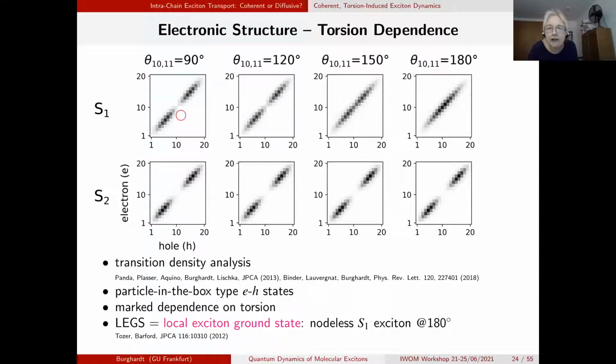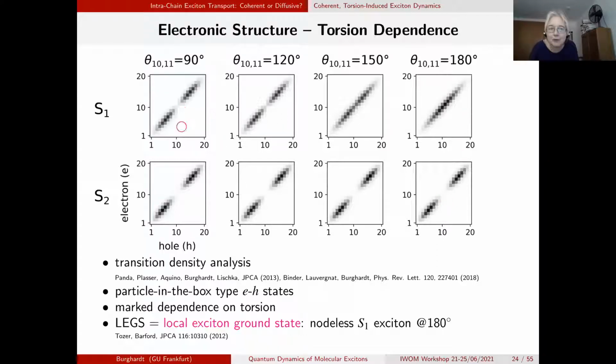We have these electron-hole maps for transition density analysis, and we look at the conformational dependence, so the torsion dependence. We have the two lowest adiabatic states, S1 and S2, and these look like particle in the box states, as they should. Now, at the twisted geometry, 90 degrees, we see that, as we hinted at before, we have this conjugation break. So the density vanishes at the center of the lattice. And then, as we relax the torsion, we go to this planar geometry where we have the local exciton ground state expanding over the full lattice, and the S2 state has the node structure here, right?